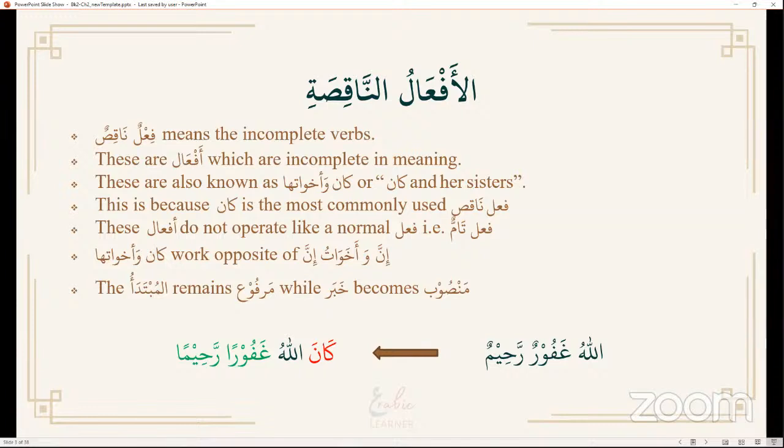Yes. So as Sister Sana mentioned, Allah was Ghafoor and Rahim. And why? Allah is always Ghafoor and Allah is always Rahim. So maybe in that situation, in those circumstances, in that context, you can say Allah was Ghafoor and Rahim in that period, whatever. So it can mean that also.